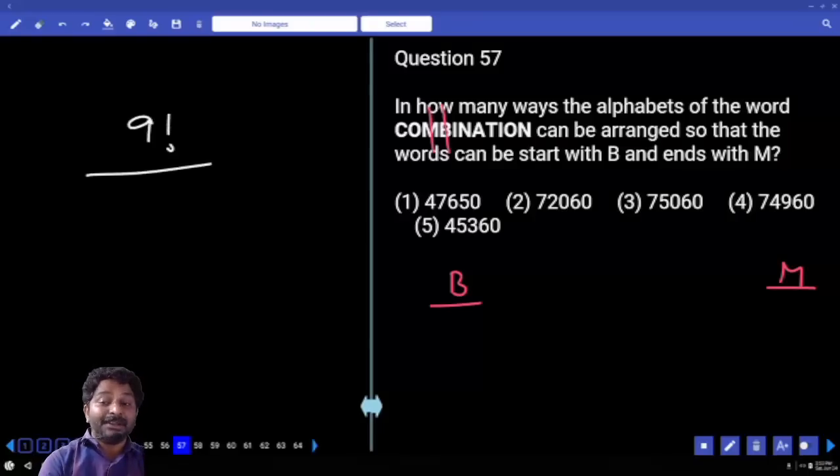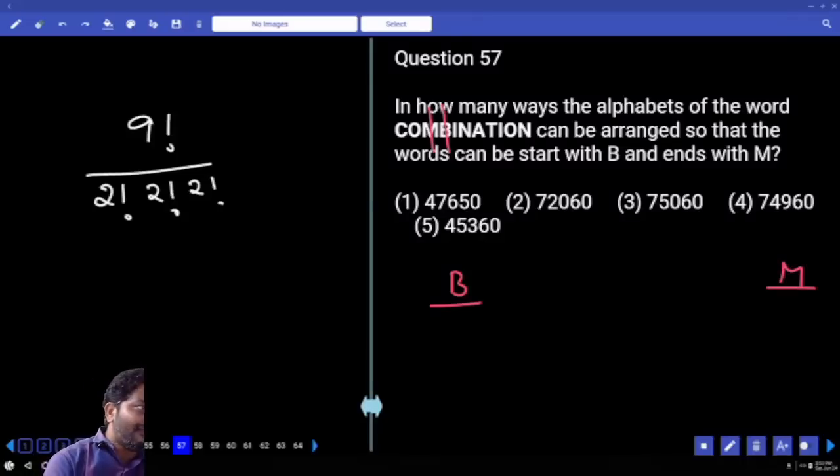Do you have any repetitions there? Yes. Which letter is repeating? O is repeating 2 times, so 2 factorial. Next, I is repeating, so that is 2 factorial. Then N is repeating, that is 2 factorial. Correct? In the numerator you have 9 factorial, which will have a 9 multiple. In the denominator, do you have 9 multiples? At least 3 multiples? Then the answer must be a 9 multiple.